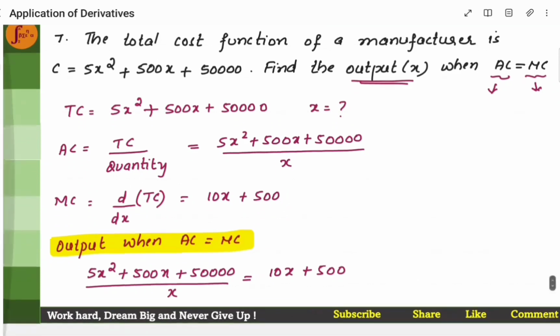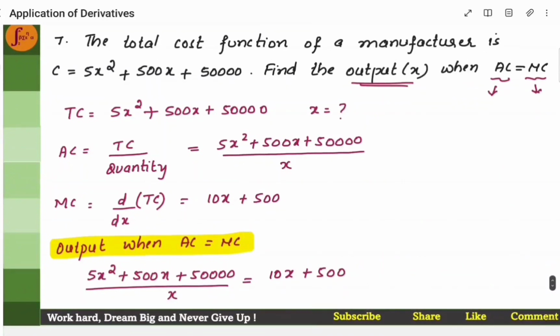Equate both of these. Output when AC is equal to MC. Equate this one and this one. You equate because AC is equal to MC.